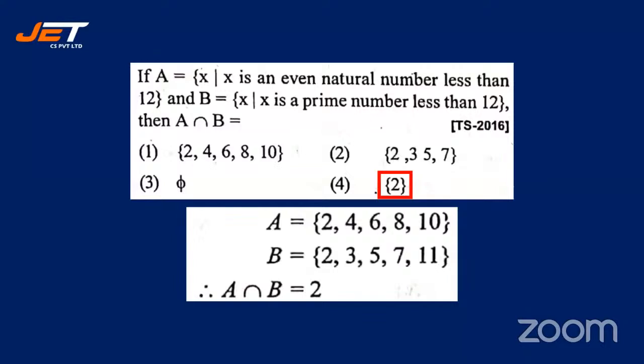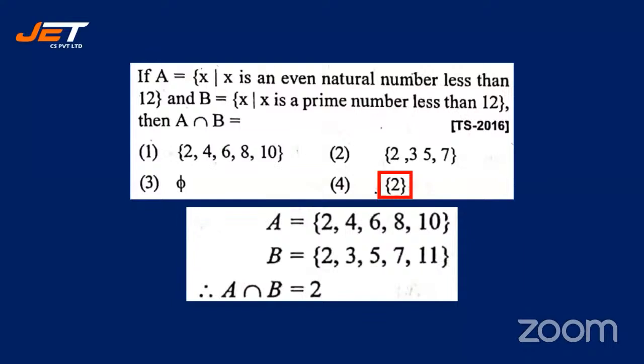And what is B? X such that X is a prime number which is less than 12. So the prime numbers are 2, 3, 5, 7, 11, 13 and so on. But here they say it is less than 12, so you should end up with 11. And what is common between A and B is only 2. That is why your option 4 is correct.